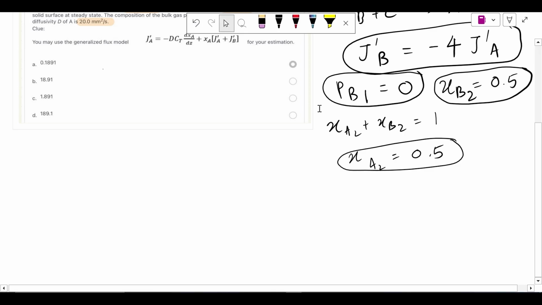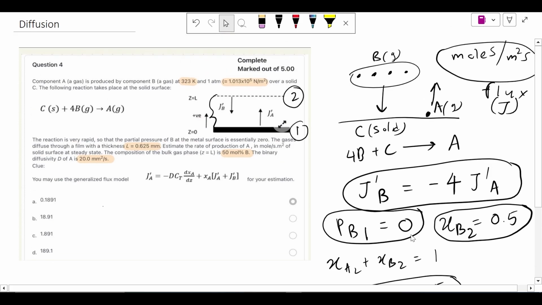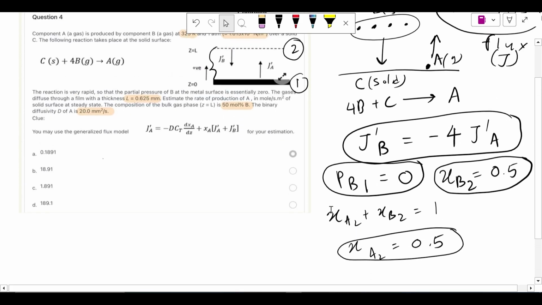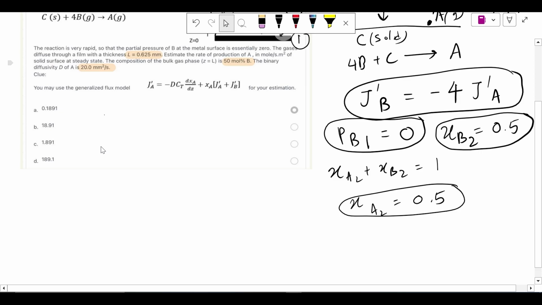So we need to find the flux of A, and for that we need the mole fraction of A. The binary diffusivity D, the diffusion coefficient, is 20 millimeters squared per second. Finally, we have a clue: you may use the generalized flux model, this equation, for your estimation. So we can start to solve the question from this, and we will write it.